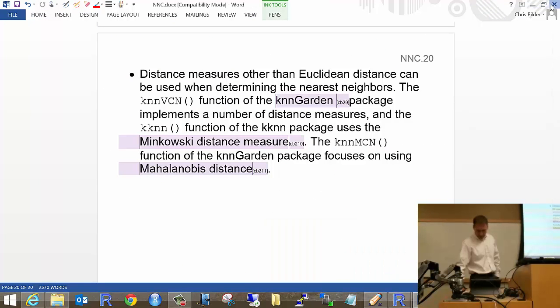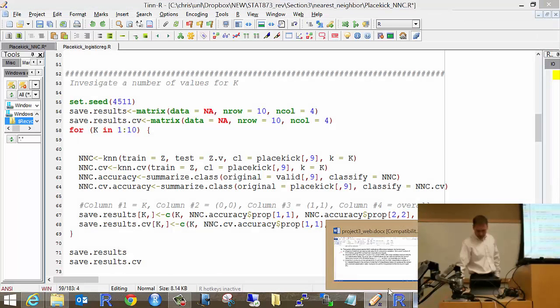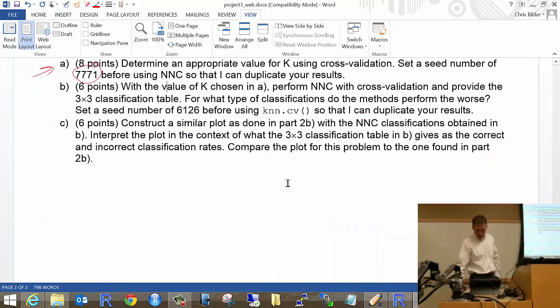Oops. Close that out. So part B then, with the value of k chosen, and guess what? You may choose a different value than another group chooses, which will make my grading more interesting, I guess. Do cross-validation. Tell me what the correct classification rates are. Set a seed so I can reproduce your results.